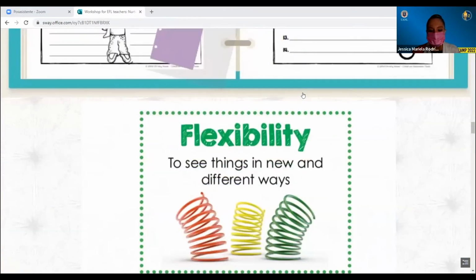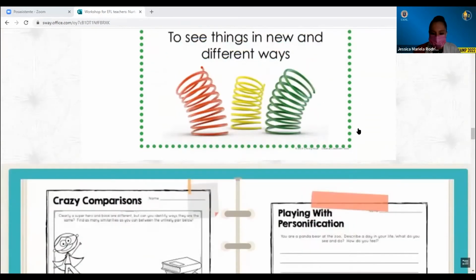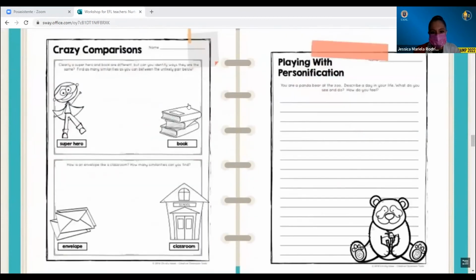All right. Now we have flexibility as the second element. This element refers to how we can see things in new and different ways. This is the ability to produce and generate ideas from different categories or perspectives, from different points of view, okay? In the activities I'm going to show you right now, we're going to make the students see ordinary things as extraordinary things, or in different ways.